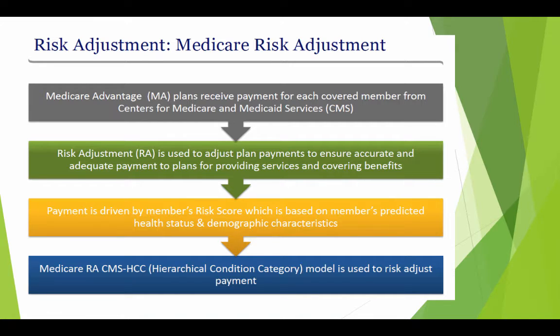How does that occur? Well, each member gets a risk score, and that risk score is based on their health status and demographic characteristics. They use what's called the HCC, or Hierarchical Condition Category Model, and this is based on diagnosis codes. Diagnosis codes are applied by providers, and there are very specific diagnosis codes. I didn't add another slide on that.